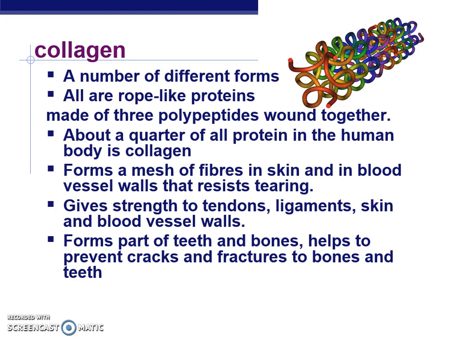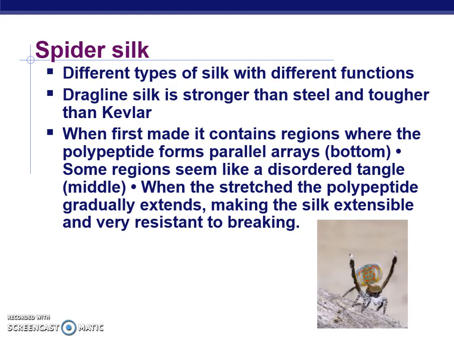Collagen. Collagen has a ton of different forms, but they're all rope-like proteins, and they actually make up about 1/4 of all the proteins in the human body. They're important for skin and elasticity. They give strength to tendons and ligaments. They form part of teeth and bones, and so they're going to be really important for all of those structural roles.